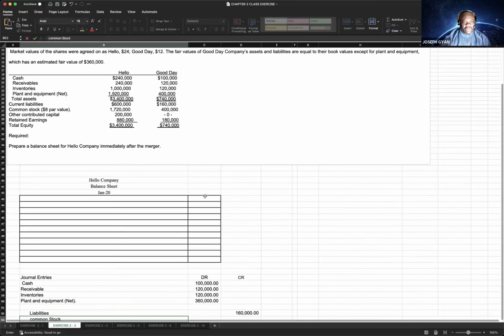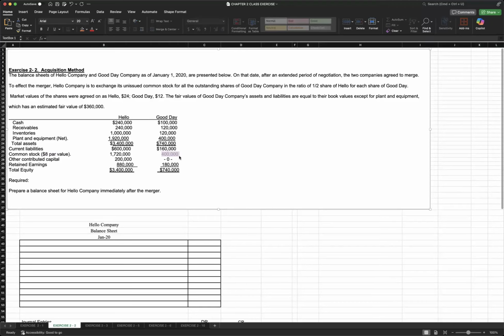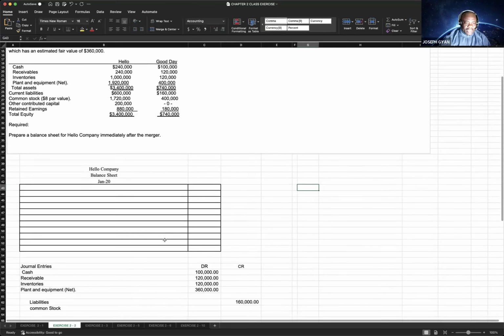Now, you see here, they didn't give us the number of shares, even though they give us the par value of the shares. So we have to calculate the number of shares. You did this in integrated accounting. If shares are issued at $8 par and the total amount that we receive is 400,000, then how many shares did we issue? Yeah, Jason. You have to divide the amount of money that you receive by the par value. Very good.